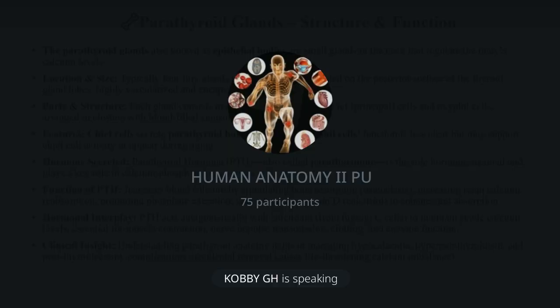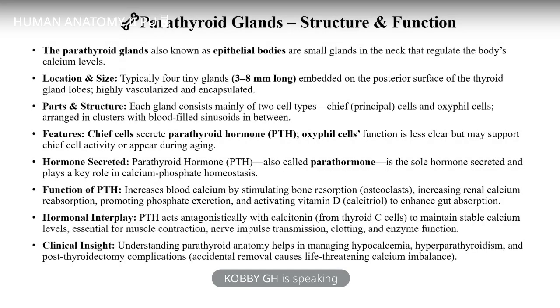Is that okay? But there is something unique about this gland. As it is increasing your blood calcium level, it lowers your blood phosphate levels too. So it increases your blood calcium level, and it also helps to lower your blood phosphate levels.